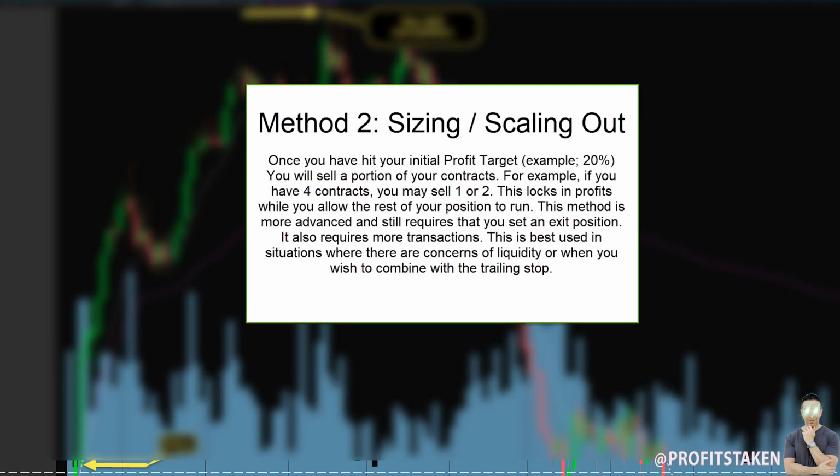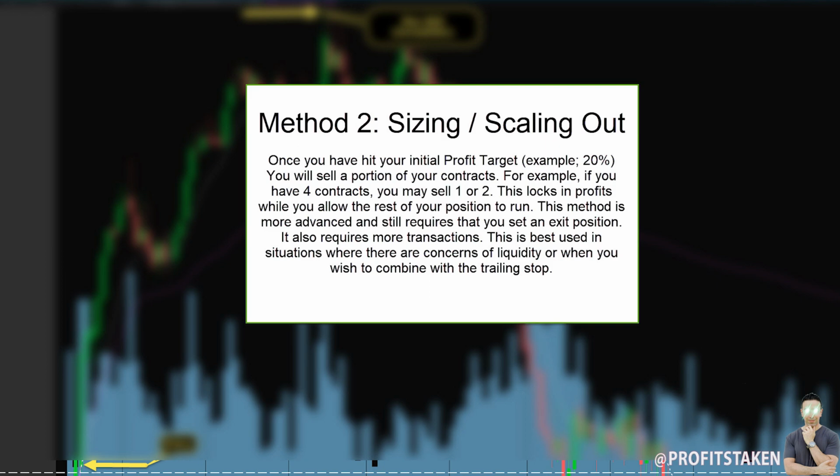Method 2. Method 2 is sizing out. Sizing out is when you take profits off the table by selling some of your position, but not all of it, and you allow the remaining position to run with the goal of increasing your average ROI. Sounds confusing? All right, let's look at an example.